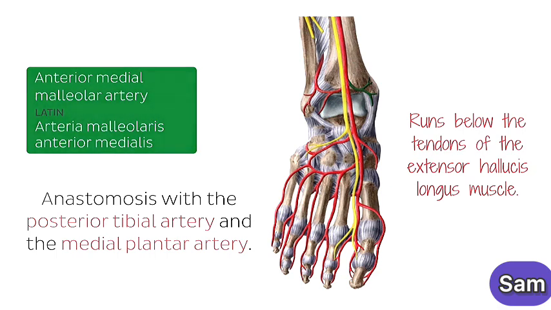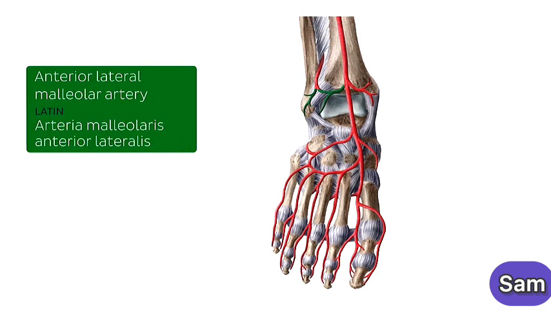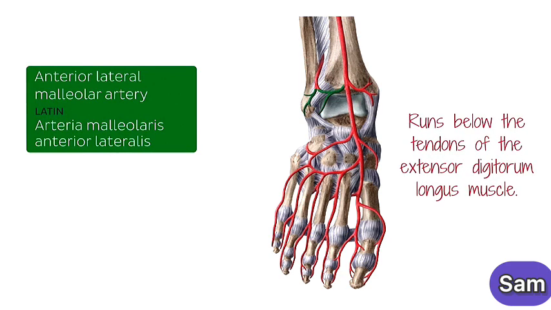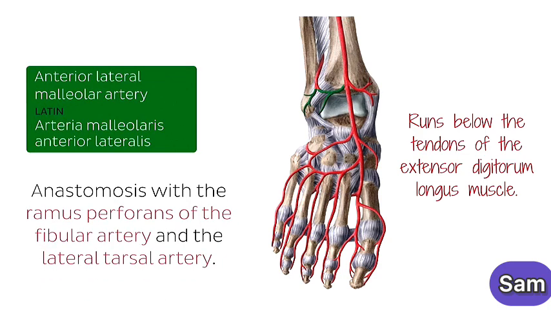The next one that we're going to highlight, that we've seen on previous slides, is the anterior lateral malleolar artery. The lateral one runs below the tendons of the extensor digitorum longus muscle and goes laterally towards the lateral malleolus. Just for a bit of location, this is the lateral malleolus. It forms an anastomosis with the ramus perforans, or the perforating branch of the fibular artery, and the lateral tarsal artery.